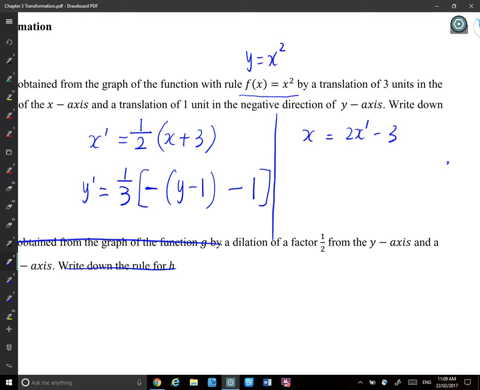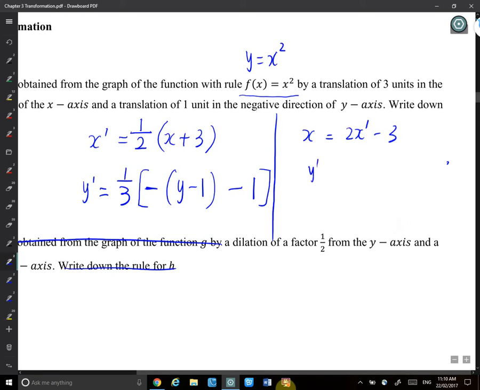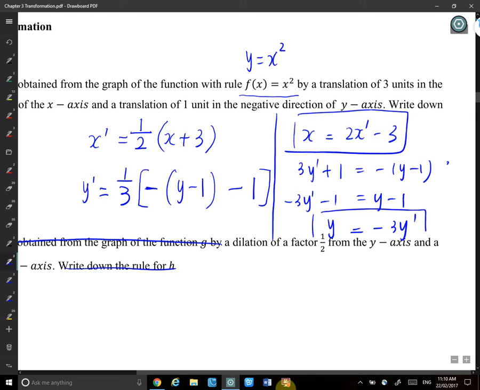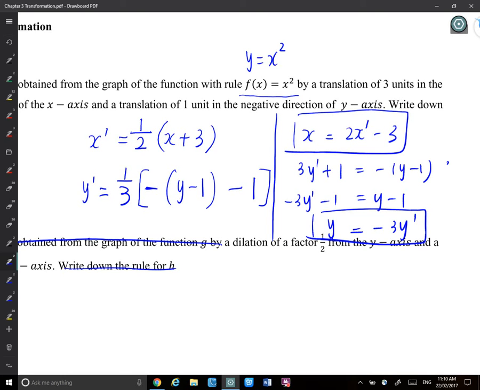Okay, y just need a while to do it. So y dash, 3y dash plus 1 will equal minus y minus 1, like this. Okay, you minus both sides, minus 3y dash minus 1 equals y minus 1. And then y will equal minus 3y dash. Okay, plus 1 on both sides. So your x will equal 2x dash minus 3 and your y will equal minus 3y dash.